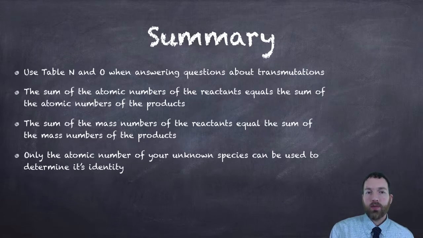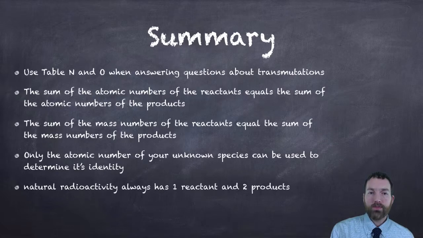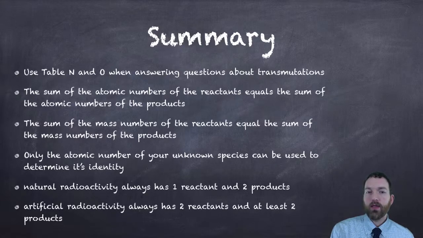Only the atomic number of your unknown species should be used to determine its identity, because the mass numbers aren't specific. The mass numbers could be the same or different depending on what kind of isotope you are producing in your nuclear reaction. You want to get it right 100% of the time, and the only way to do that is to identify your element based off atomic numbers. Remember, natural radioactivity always has one reactant and two products, and artificial radioactivity always has two reactants and at least two products.